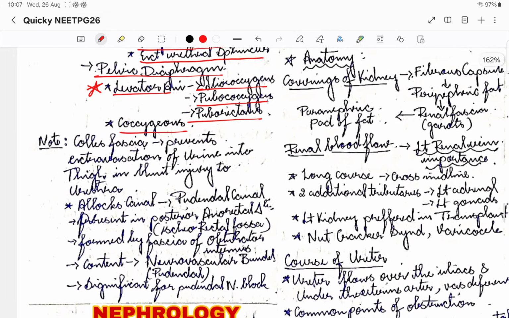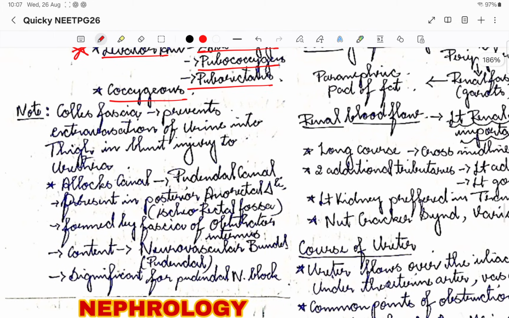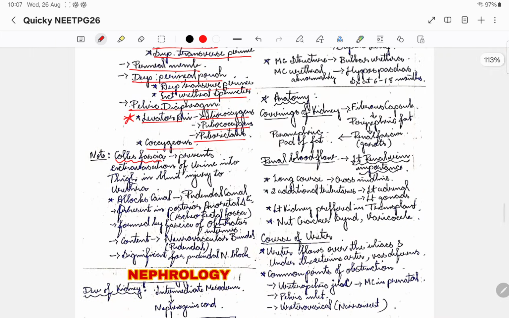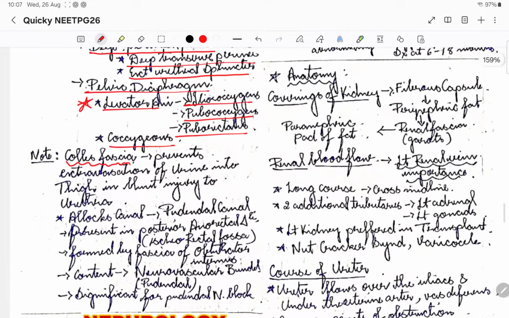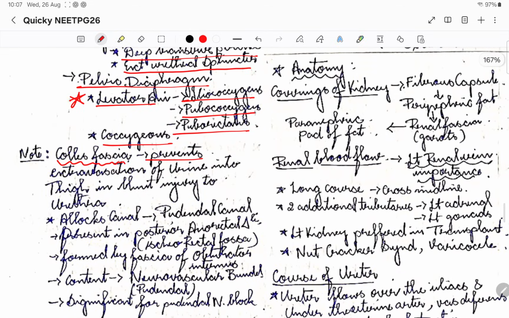Coming to some important notes with respect to the pelvis: Colles fascia, which we discussed, is the superficial fascia just below the skin. It prevents the extravasation of urine into the thigh. During any blunt injury or urethral injury, this is the fascia that prevents urine from going into the thigh.